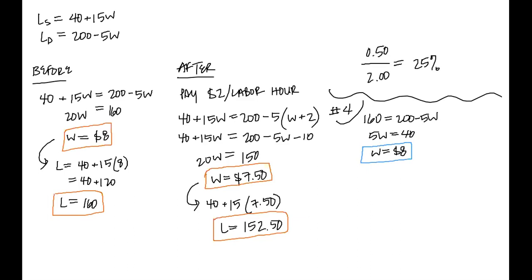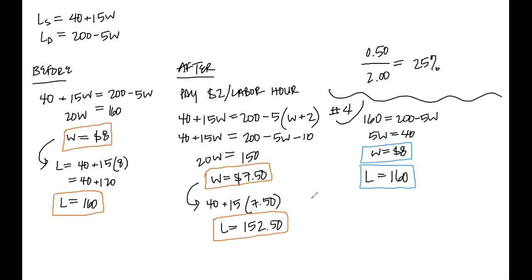Back to the problem, we have an equilibrium wage of $8, and we can plug that back in either way, but we really don't need to because we know that this side has no variables. So we can also just see that equilibrium labor is 160. If you'd feel more comfortable plugging it back into the labor demand equation, you could do that, but you'd still get the same answer.